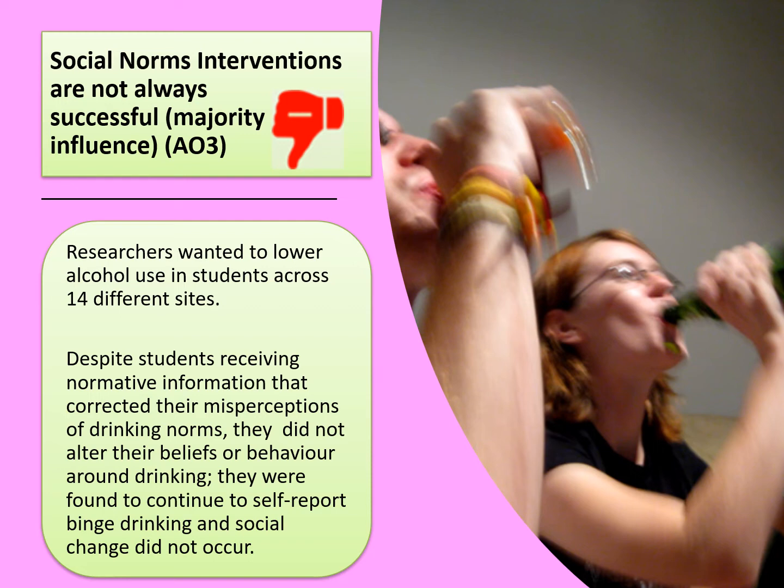So the researchers wanted to lower alcohol use in students across 14 different sites, and they used social norms interventions to correct misperceptions, so telling them the majority of people don't binge drink or drink a lot of alcohol. But despite this, it didn't alter the behaviour of the people they were trying to target. They still found self-report for binge drinking and social change did not occur. So that's evidence to criticise social norms interventions as a way of causing social change.